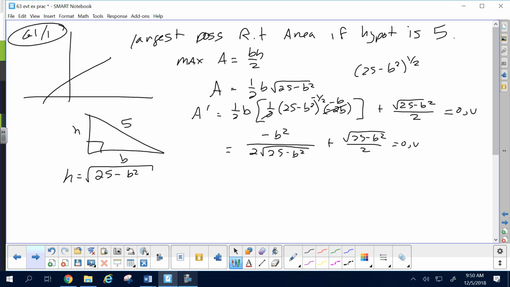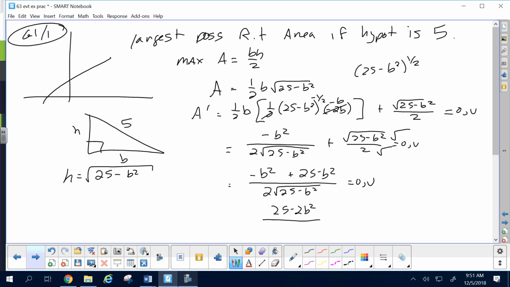Let's get a common denominator. What's the common denominator? 2 root 25 minus b squared. This one you didn't have to change. It's cool. But this guy, when you multiplied it by root over itself, it becomes normal. 25 minus b squared. Okay? Together, then, I get 25 minus 2b squared. All right.